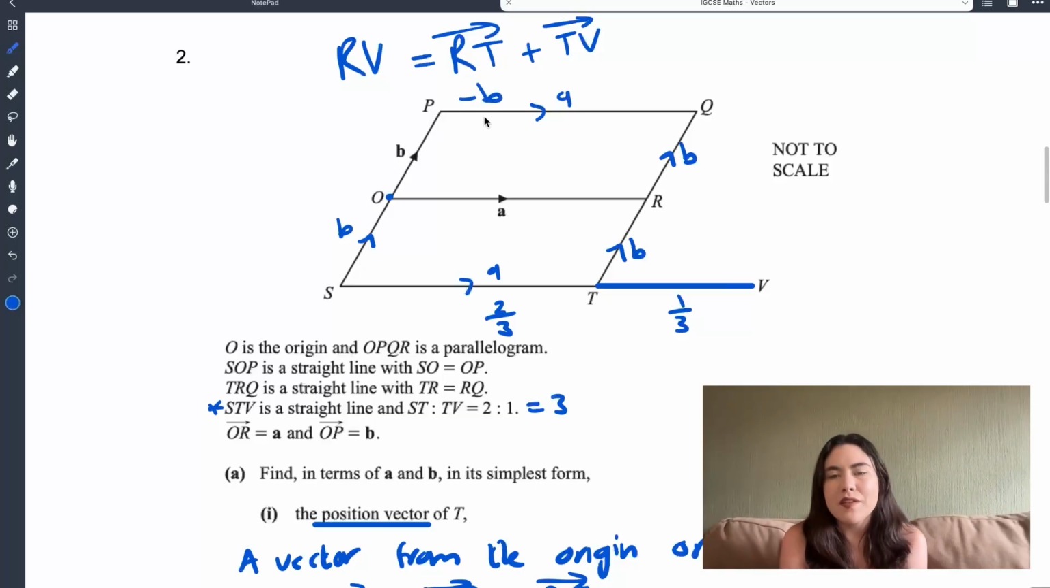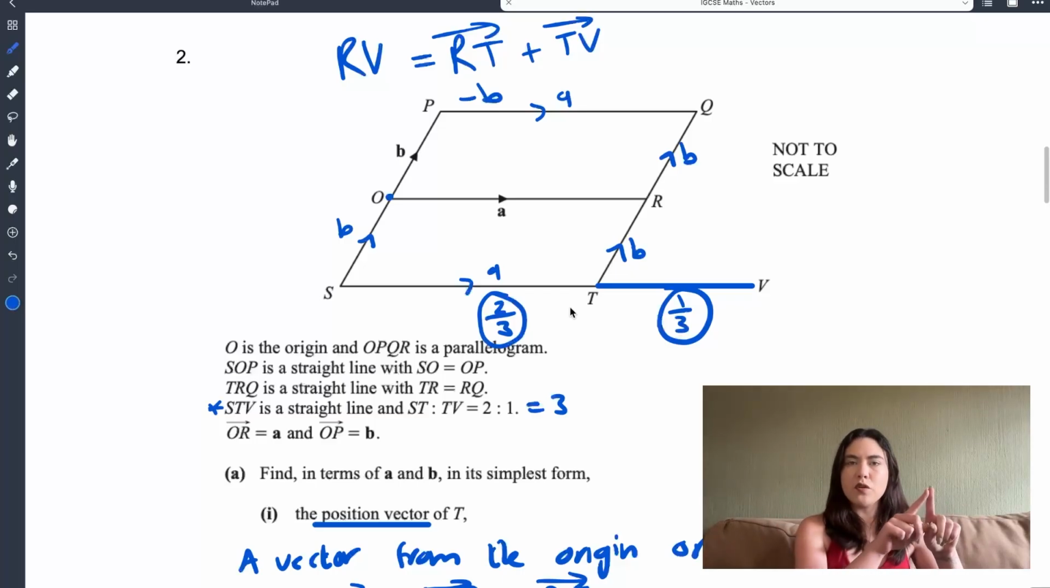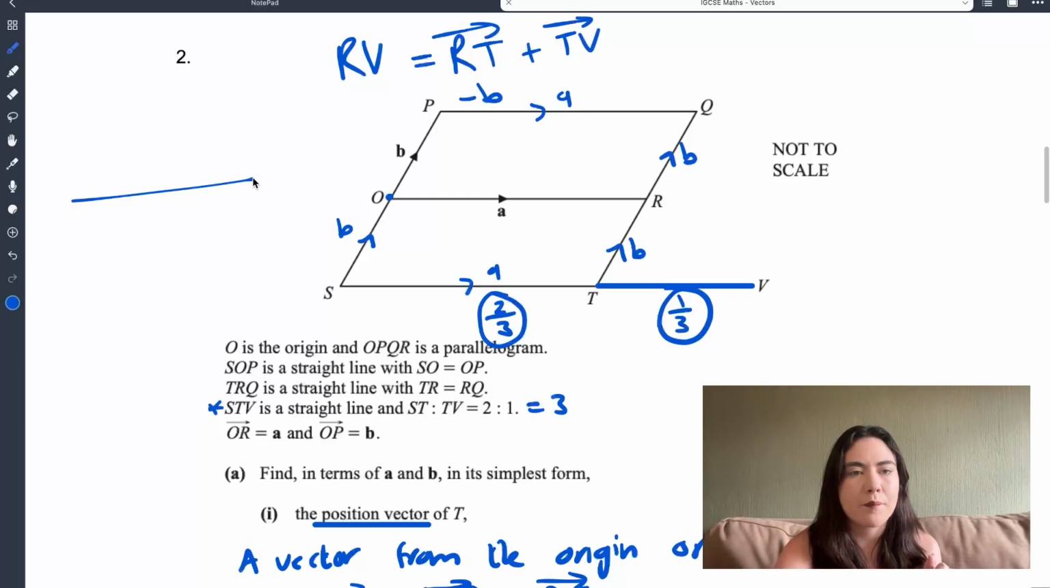But T to V is a little bit more tricky, because we don't know what T to V is. We have to figure that out based on our two ratios here. The idea behind this is, let me try and explain this with my hands, I find it easier. When you are given a line and you know the full length of the line, say the full length of the line is a, let me draw a diagram.